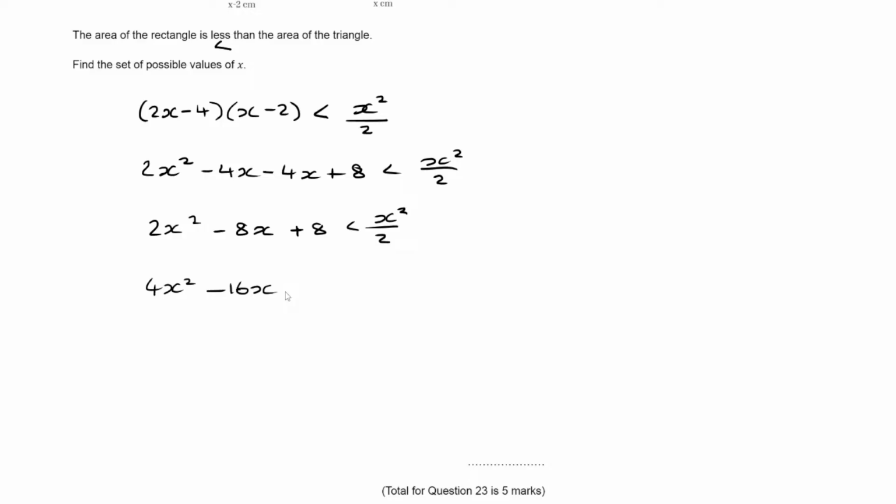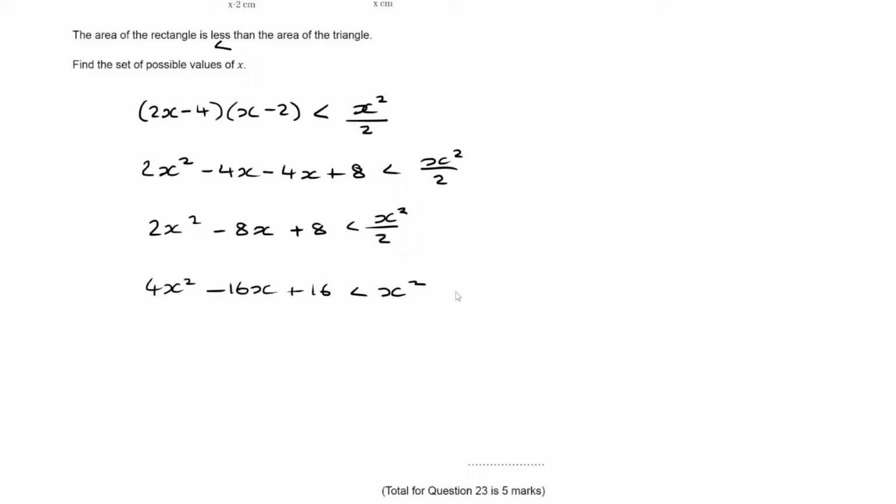Because again, this is 5 marks at the end of the paper. So expand it, 2x squared minus 4x minus another 4x plus 8, be careful with the symbols, and then obviously x squared over 2. Now I'm going to collect the like terms here, and then you can also double it. I would probably move that 2 across. So 2x squared minus 8x plus 8, and then I'm going to actually times everything by 2 on the left side, so that's 4x squared minus 16x plus 16 is less than x squared.